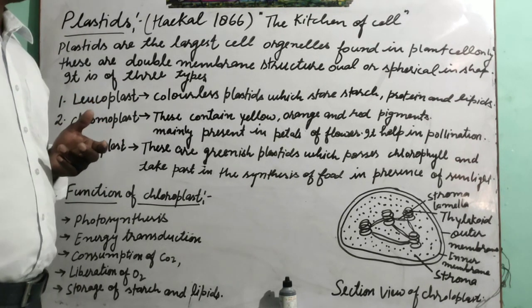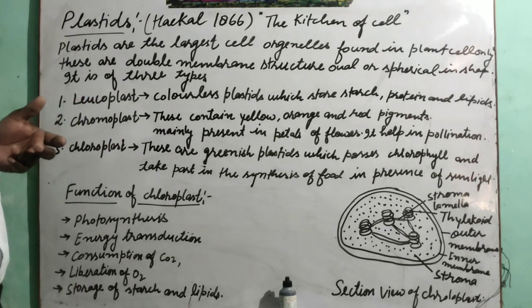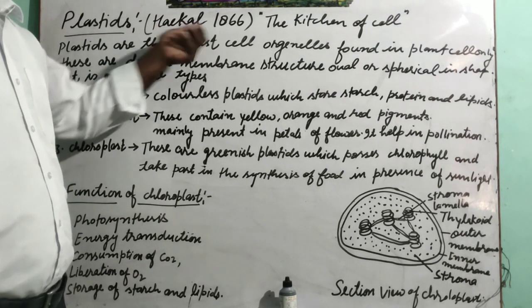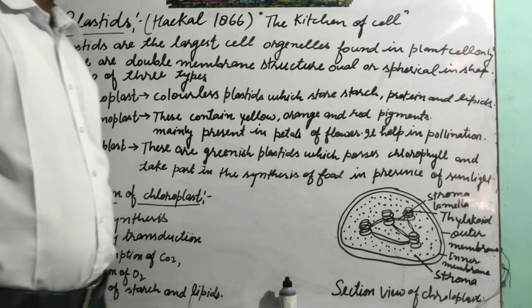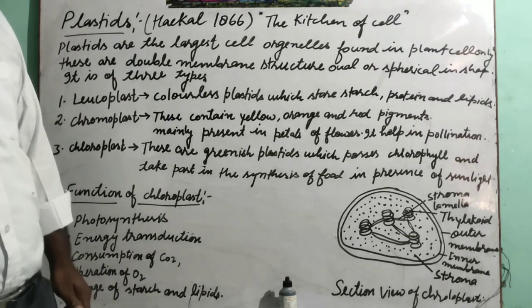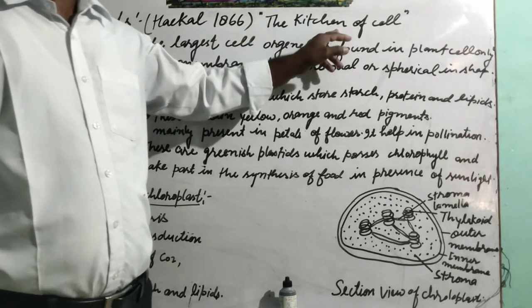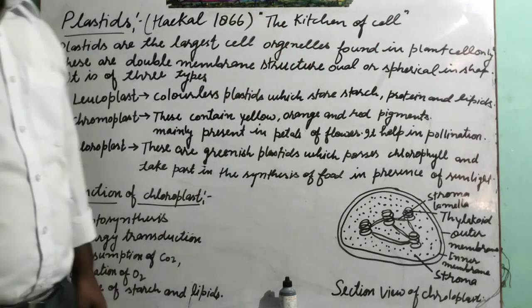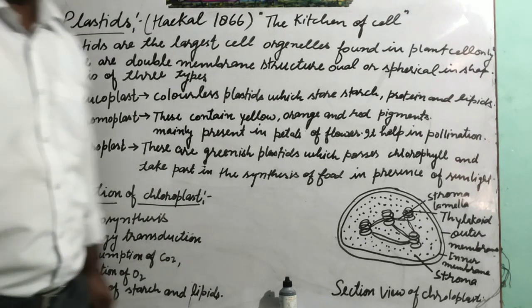It was first introduced by a scientist named Haeckel. I have mentioned here Haeckel in 1866. The plastid is known as the kitchen of the cell. Let us see, students, I have mentioned that the plastid is known as the kitchen of the cell.